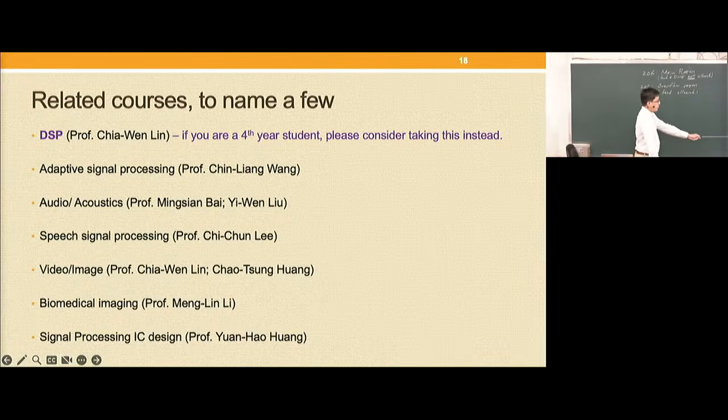And if you are into video, image, 2D, 3D stuff, again, Professor Chia Wenlin, Professor Huang Caozong, Lin Jiawen. But macro imaging, Professor Li Menglin, or signal processing IC design, you have a course like that. So after taking this course, you are ready to combine hardware and software. Please consider taking any course from Professor Huang Yuanhao.